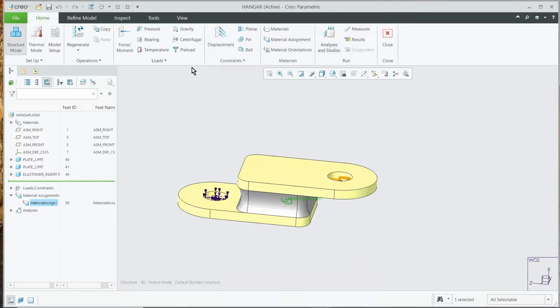So again, looking at the results for this, I'm just going to go in and say, let's look at the results.